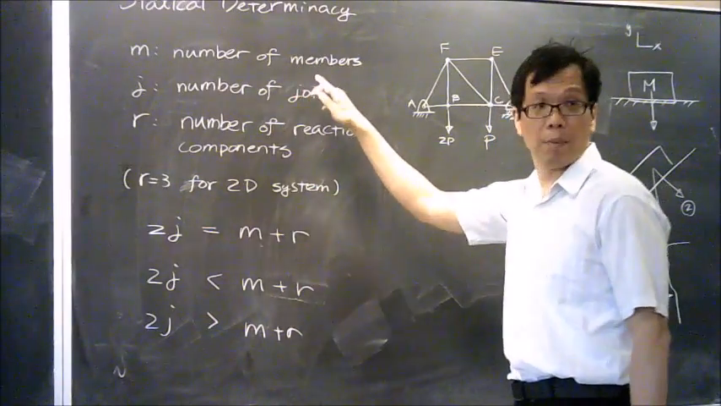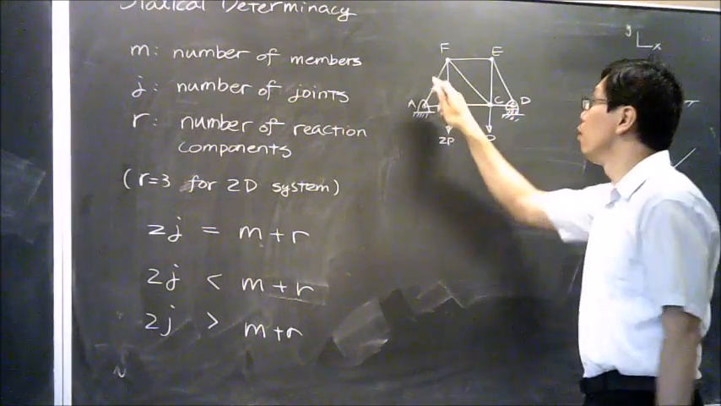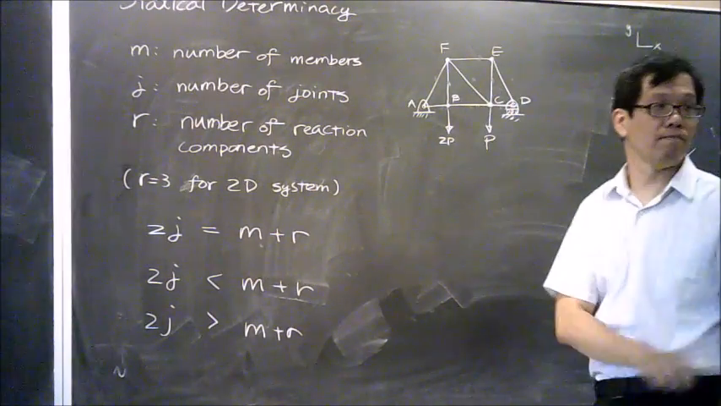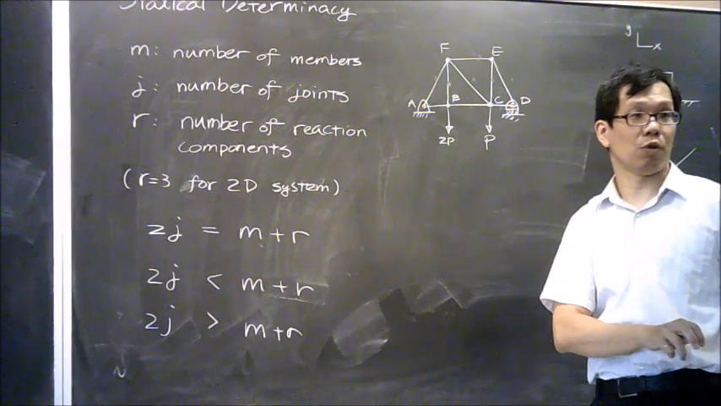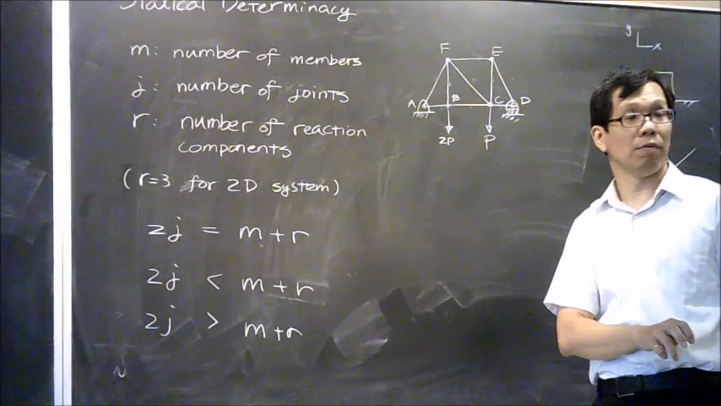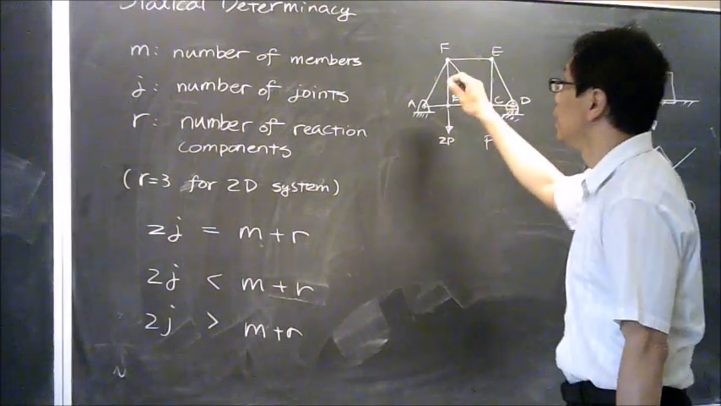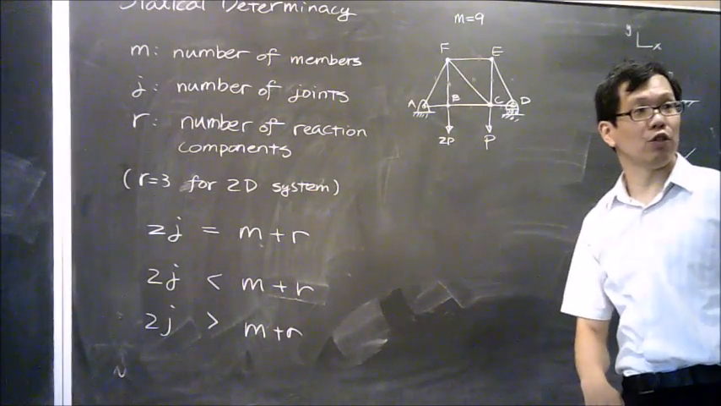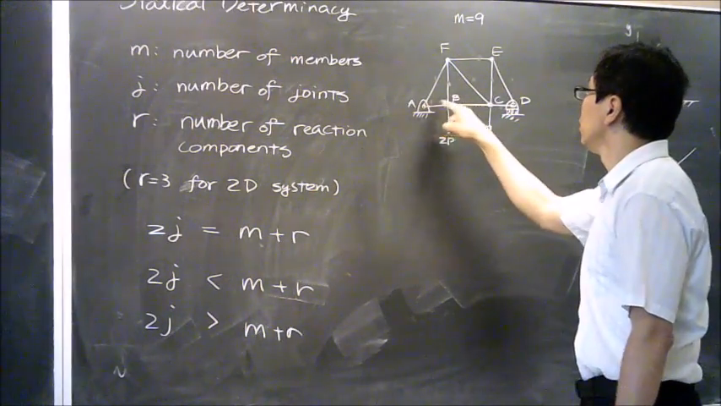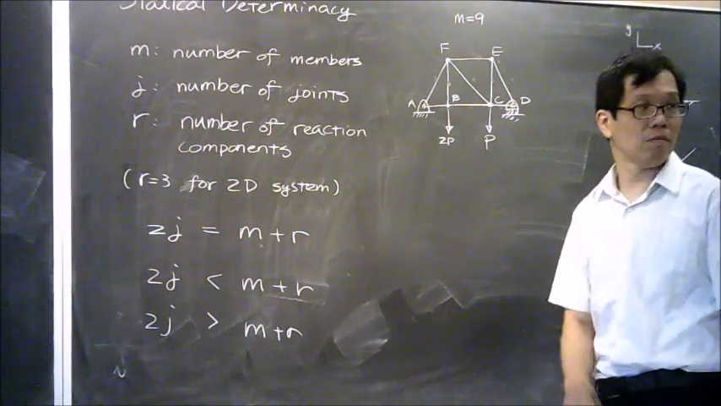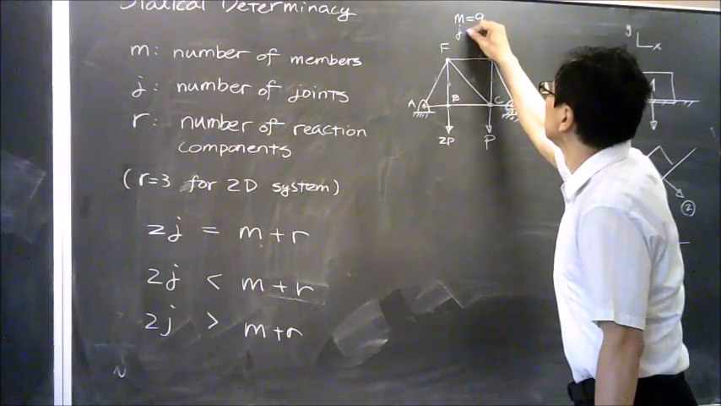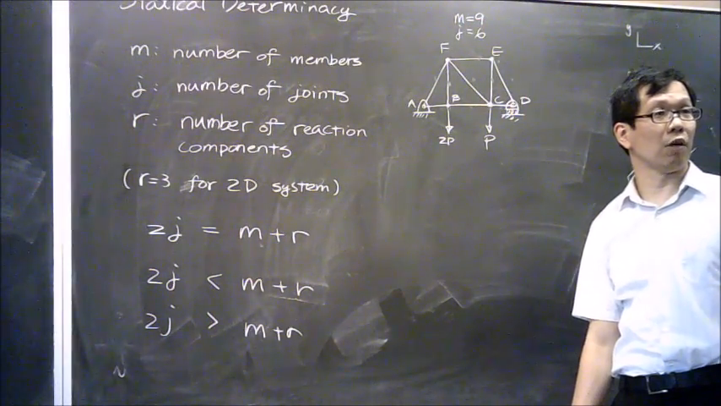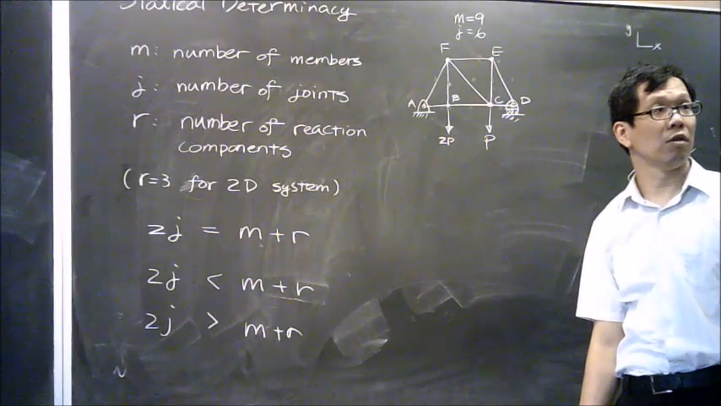So what does that mean? m means the number of members. In this case, how many members do we have? 1, 2, 3, 4, 5, 6, 7, 8, 9. It's straightforward. You just count the number of members. And how many joints do we have here? 1, 2, 3, 4, 5, 6. Okay, so does everybody understand how I get those numbers?